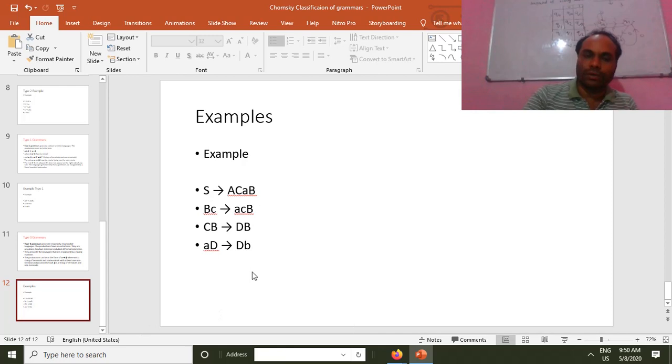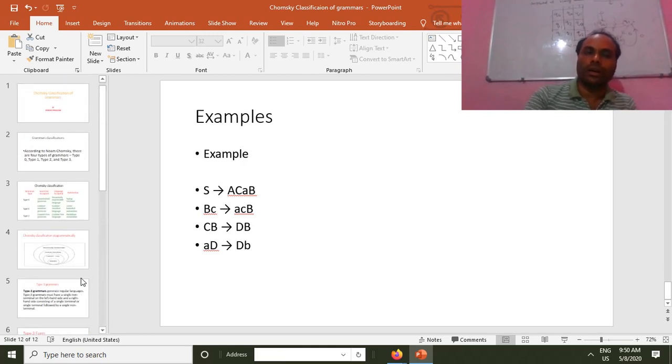This is an example of a type 0 grammar. The left hand side may be a single non-terminal or a non-terminal followed by a terminal, and the right hand side is anything. Here the left hand side has two non-terminals and the right hand side also has two non-terminals. Another left hand side is a terminal followed by a non-terminal, and the right hand side is a non-terminal followed by a terminal. Remember only one thing: there is no restriction on both sides, but don't give epsilon on the left hand side. So this is the classification of the grammars.